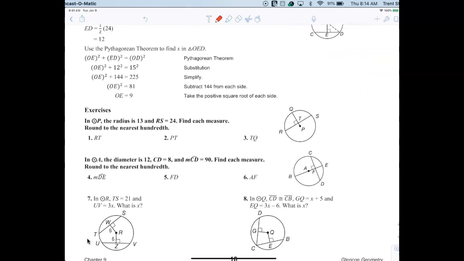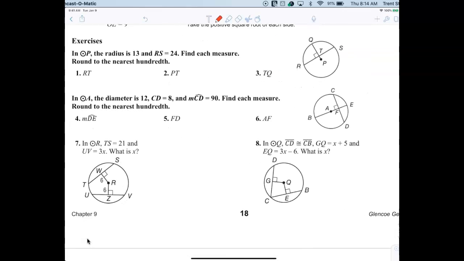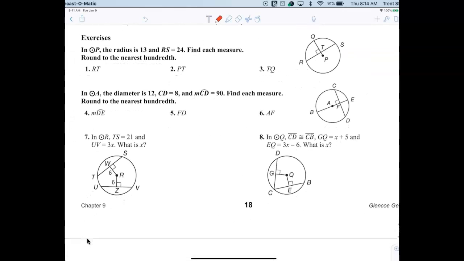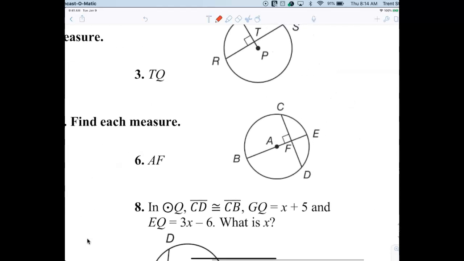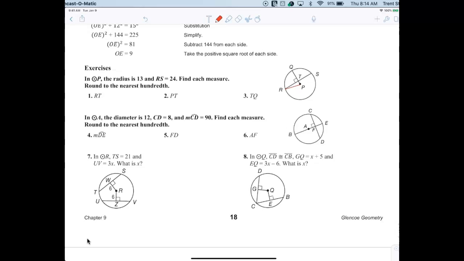All right, so here we go. Let's look at this last little bit here. In circle P, if the radius is 13, now I always tell kids, even on the SAT and the ACT stuff, draw in a radius. That will be super helpful. So let me show you what I mean. So draw PR. What is PR? The radius, correct? So that means that's how much?